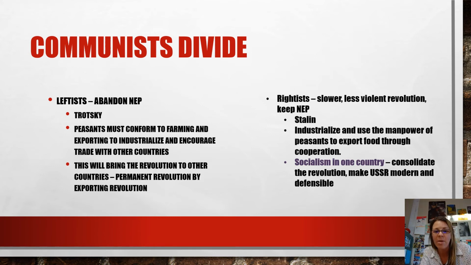And for the interim, it would be necessary to industrialize Russia using the manpower of the peasants to demonstrate how strong their economy had grown. You couldn't just revoke the new economic policy. You needed to grow the economy and take small changes over time. Consolidate the revolution, thereby making sure the USSR would survive, and then worry about exporting communism outside of Russia. So in the meantime, Stalin wants communism in one country.